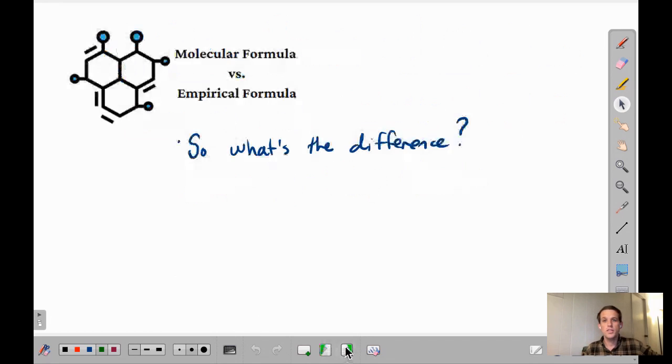I guess to start off with, we might want to ask ourselves, what even is the difference between a molecular formula and an empirical formula? Essentially, they are both representations of the number of atoms or species in a particular molecule. Now, there's got to be some difference, or else we wouldn't think of them differently. The difference is that the empirical formula is what we might say is the most reduced form.